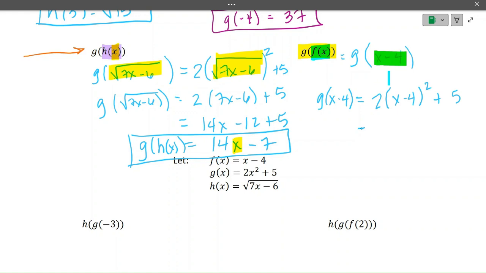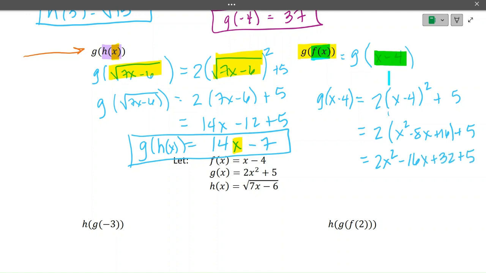All right, and now I actually need to FOIL this. So x minus 4 times x minus 4, I'm going to just do this in my head. If not, you could write this out. So I'm just working through the order of operations here to simplify.